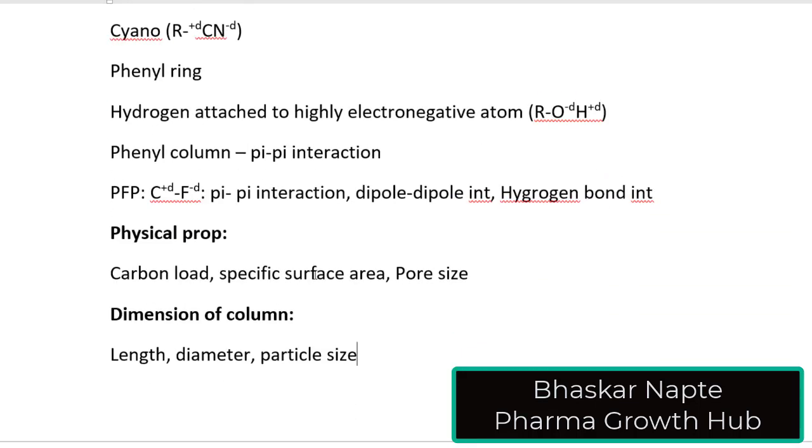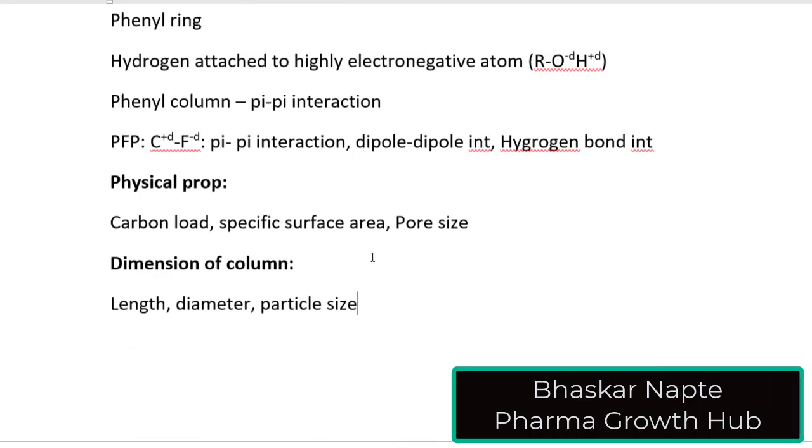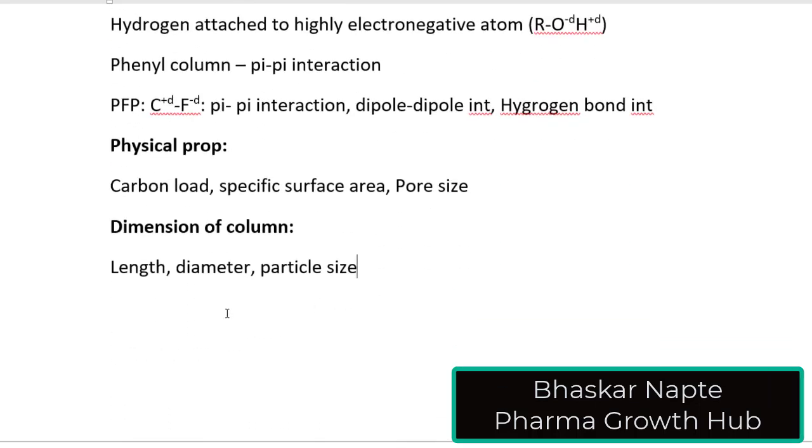And once you complete this discussion on your chemistry part, physical properties, and column dimensions, don't forget to give a case study. It's very important. You must talk about a case study during this particular interview question. So prepare one case study in which you have tried out different columns and then selected a column. Give the logic why that particular column was selected.